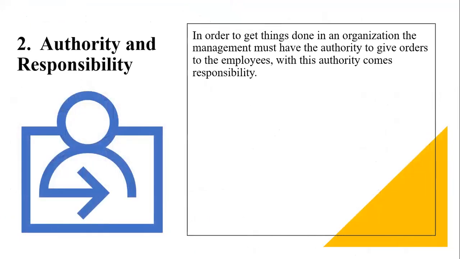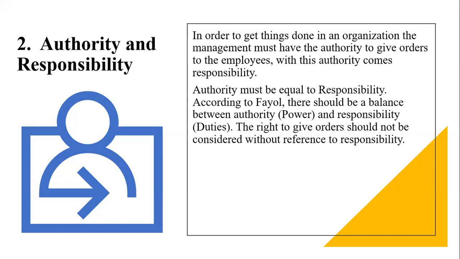Authority and responsibility. In order to get things done in an organization, the management must have the authority to give orders to employees. With this authority, though, comes responsibility. However, authority must be equal to responsibility. According to Fayol, there should be a balance between authority, that is power, and responsibility, which are the duties. And the right to give orders should not be considered without reference to responsibility.